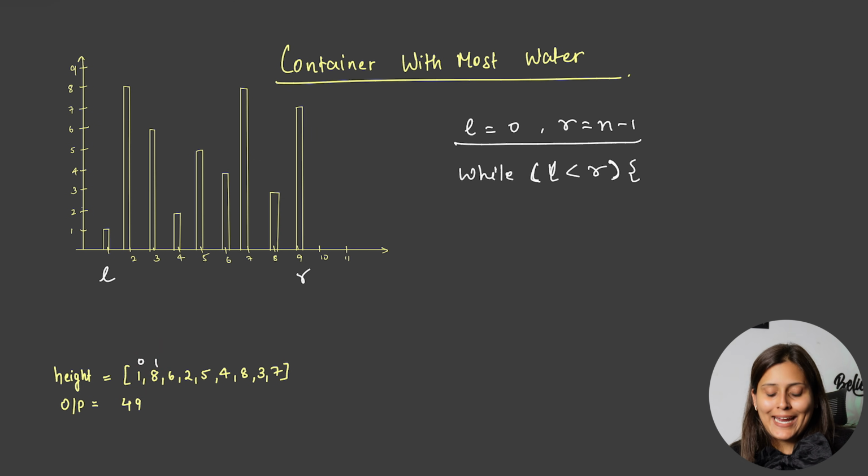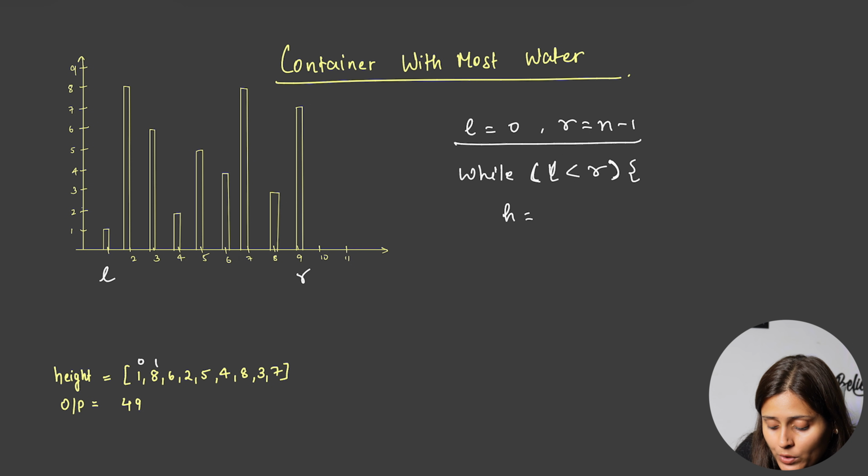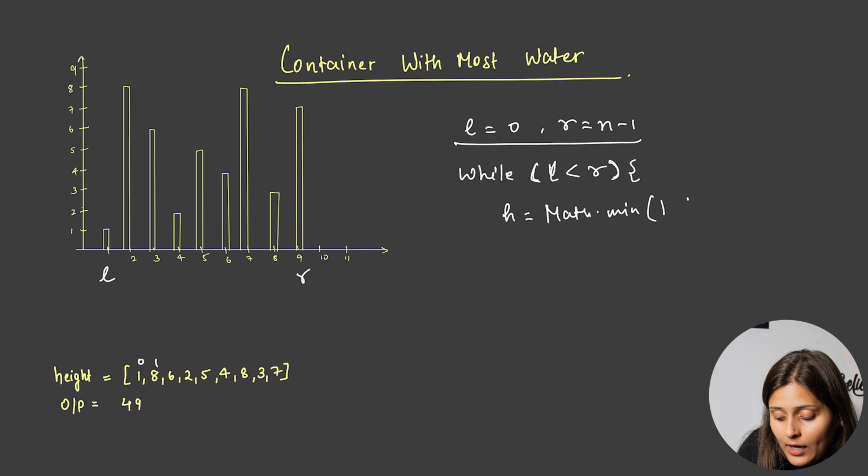So the width is 8 and the height is 1. Correct? So in this case, what will be the maximum area? For that we simply calculate the height, where we want to take the minimum of these two. So Math.min of what? Math.min of the height of the left pointer and the right pointer.